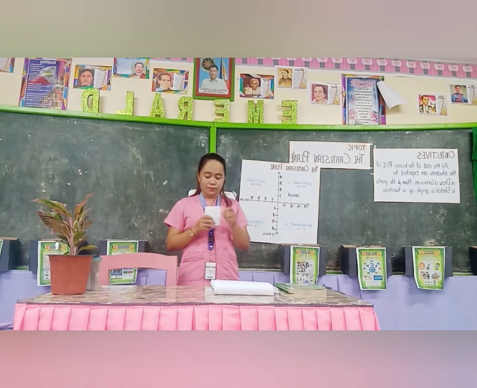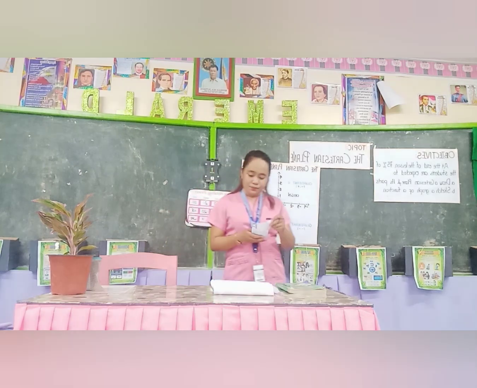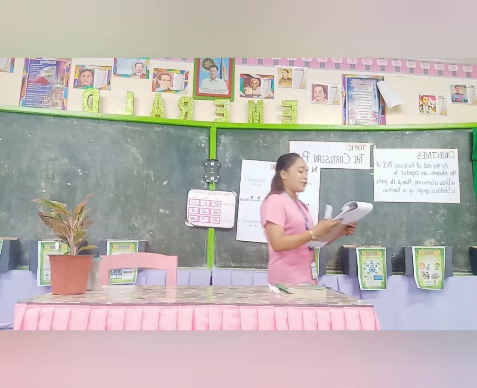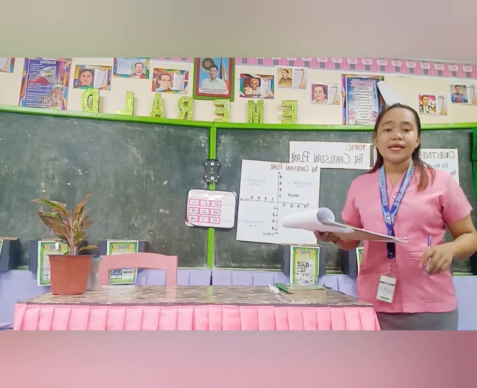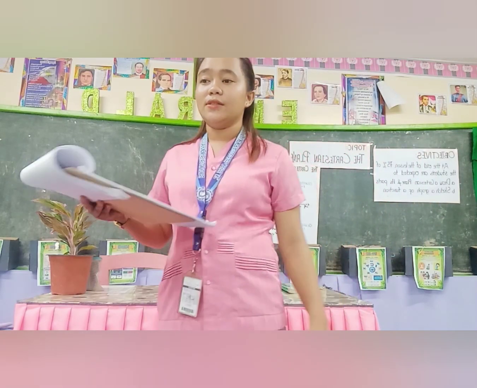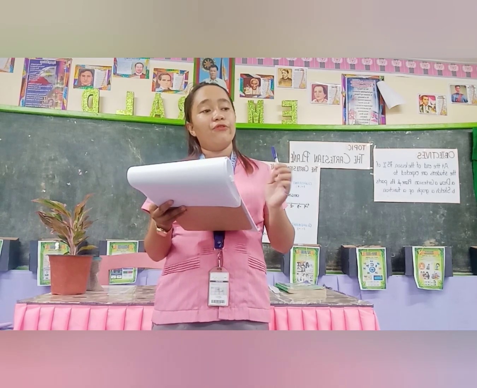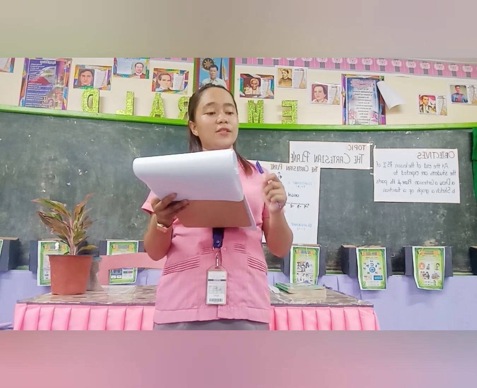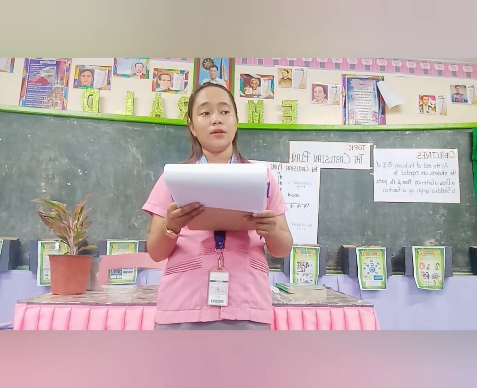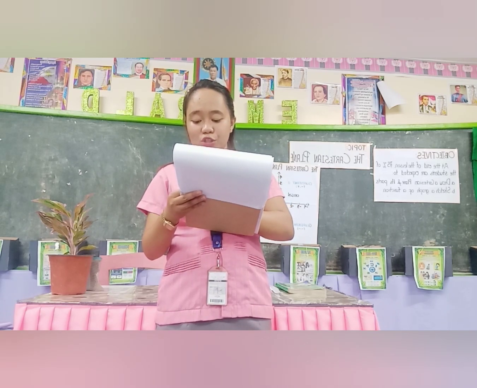Number 2. Miss Patrimonio. If two axes intersect, I am the point. Again, if two axes intersect, I am the point. 1, 2, 3, 4, 5. What is your answer? Origin? Are you sure? Okay, very good. The answer is origin.